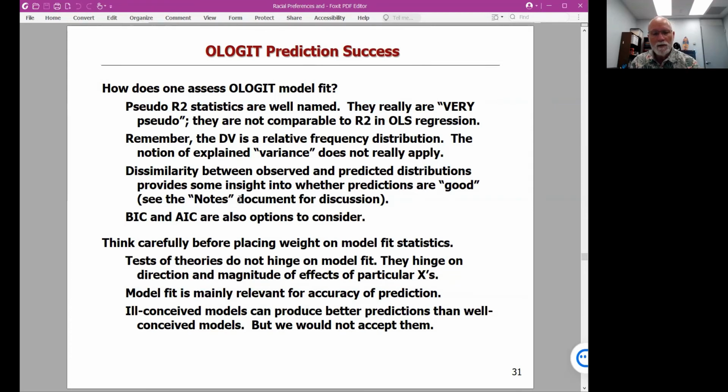There could be an occasion where you compare ordered logit regression with multinomial regression with the same set of predictors, and the multinomial model fits better, and the fit is statistically significant. Here's what I would say. You might still go with the ordered logit model. And the reason for that could be that you want parsimony. And prediction success by itself is not a strong selling point for a model.